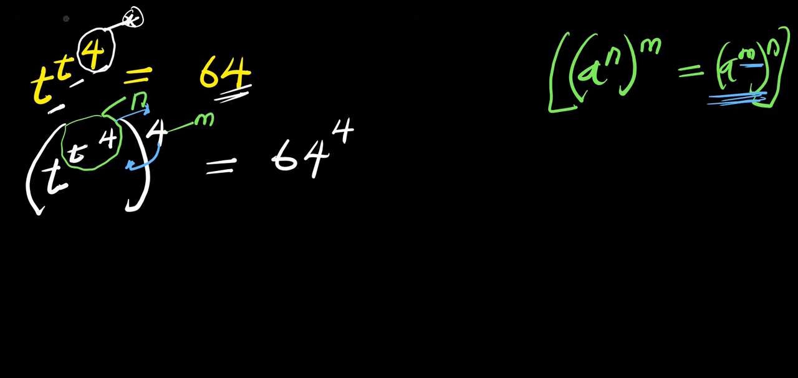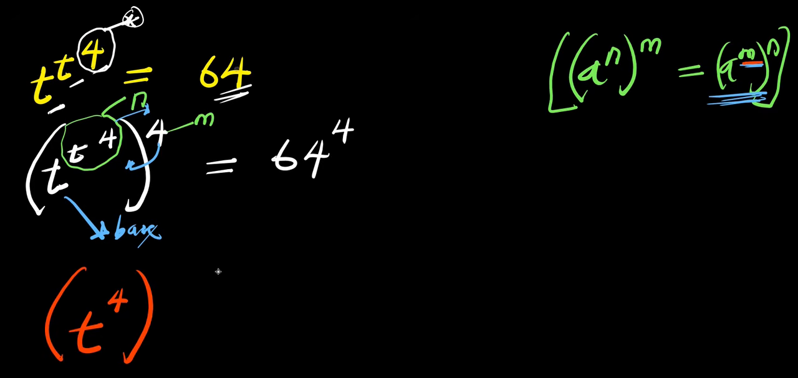So let's apply that. Remember, the t is still constant. This is the base. So we are simply going to have t, which is the base. Now the m is inside the bracket. We have to the power of 4. And this is raised to the power of the n, which is now outside, t to the power of 4. And this equals 64 to the power of 4.